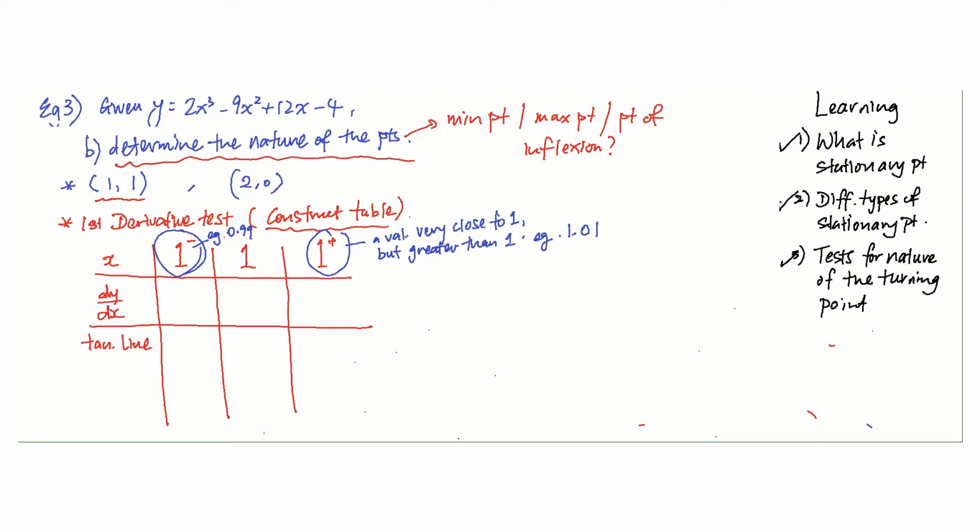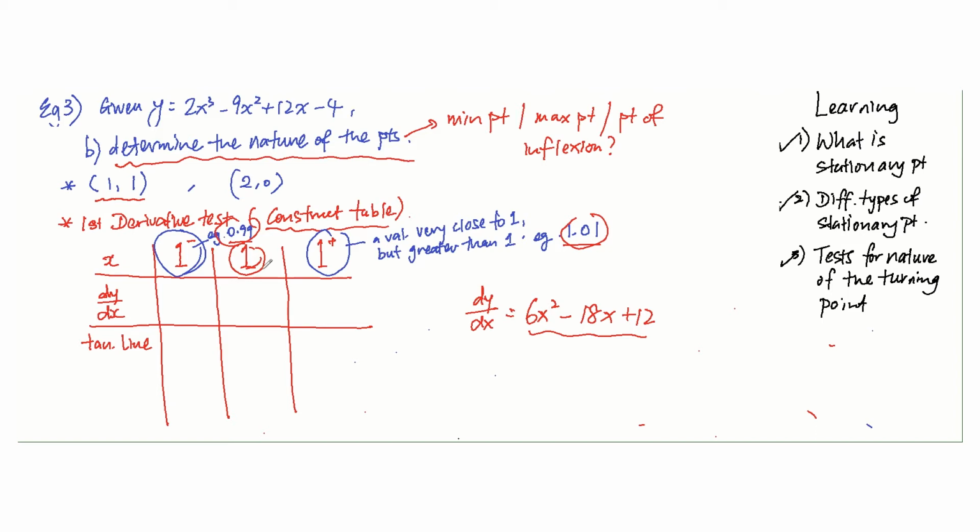You guys might be wondering, why am I considering 1.01 and 0.99, and what am I going to do with these values? Well, I'm going to substitute these values into dy dx. Remember what our dy dx is? In case you forgot or did not manage to jot down, our dy dx is 6x squared minus 18x plus 12. This is the dy dx where we're going to substitute our values.